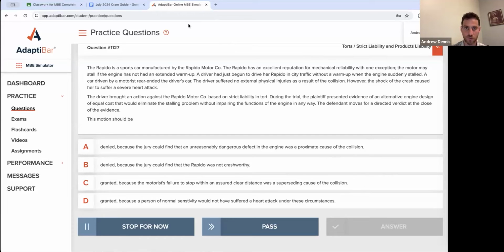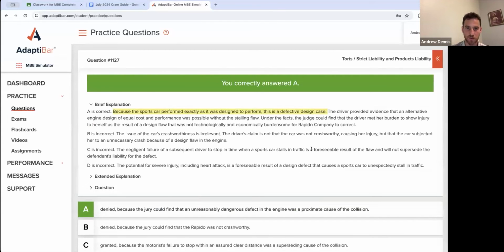All right, so we have unanimity in A, right? It was an unreasonably dangerous defect. And the reason we like that is because this is a defective design case. This is a strict liability case. This is what you would need.